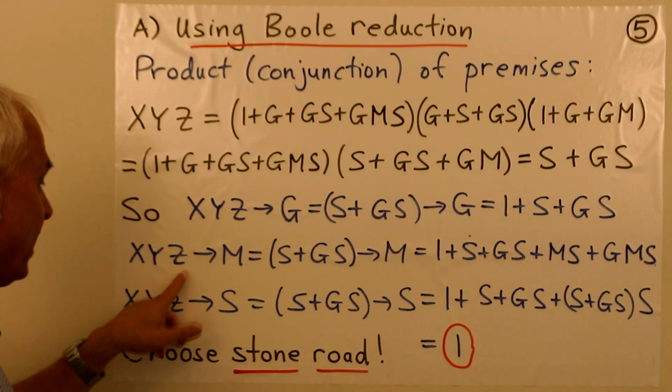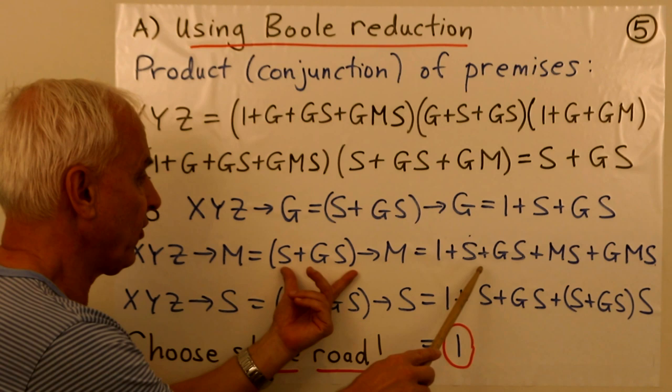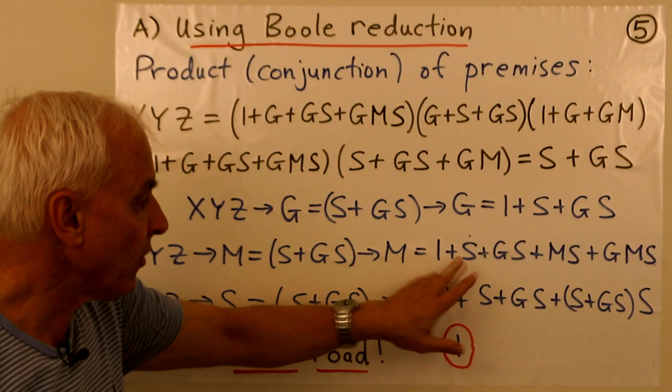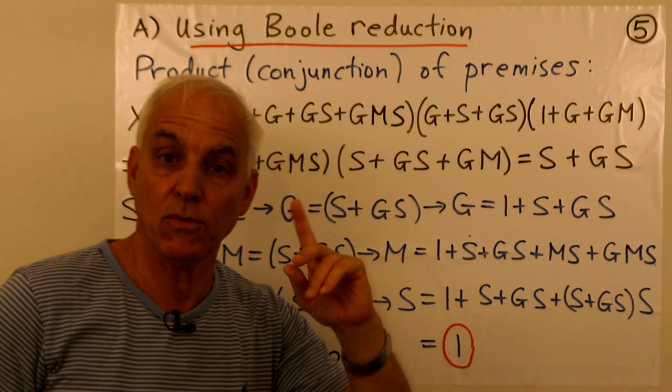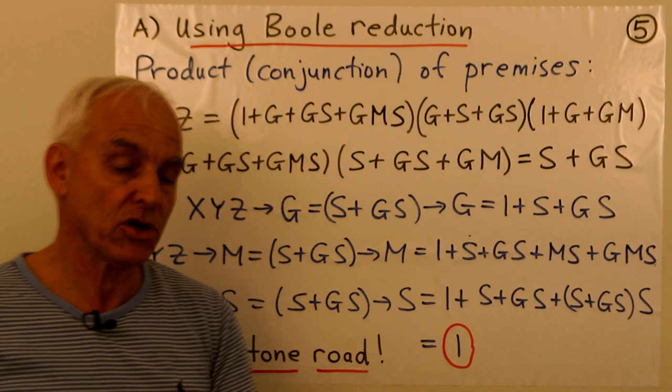How about XYZ implies M? So now we have S plus GS implies M. We get 1 plus the first term plus the product, MS plus GMS. And there's no cancellation here. So again, we're getting something which obviously is not equal to 1. So this is not a proper logical deduction.